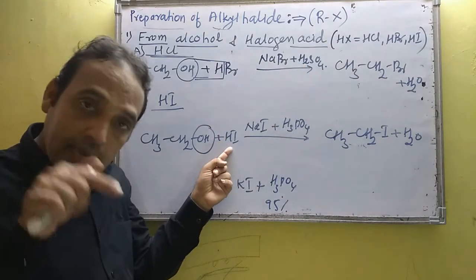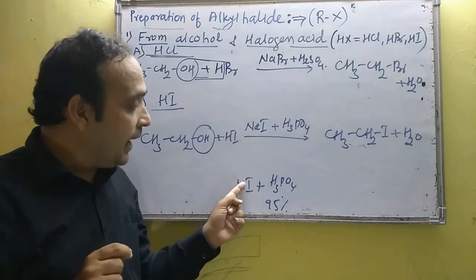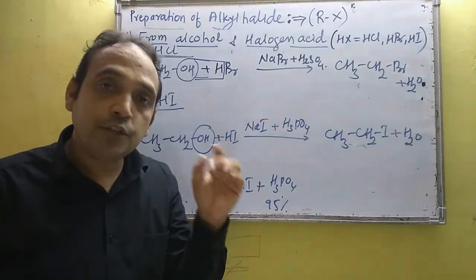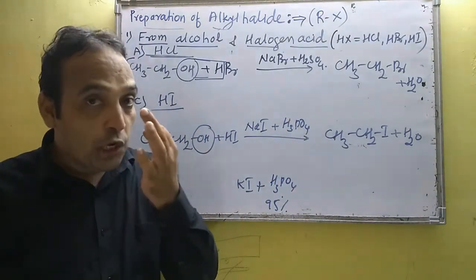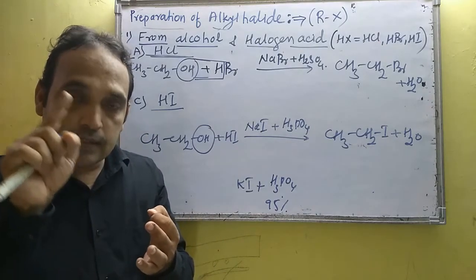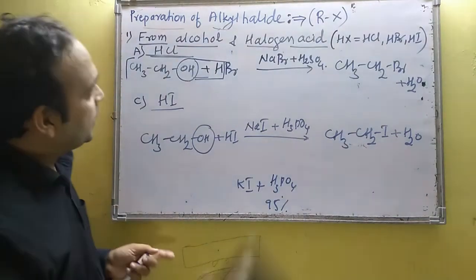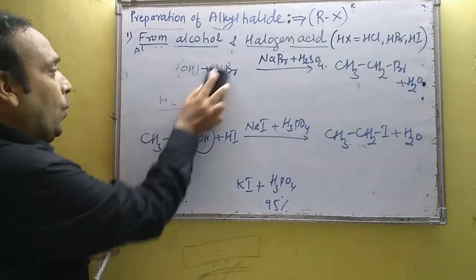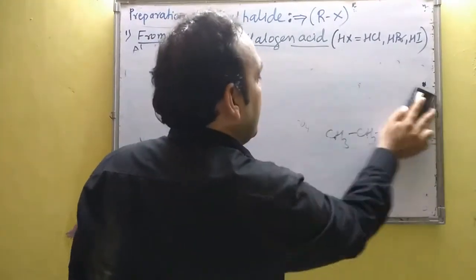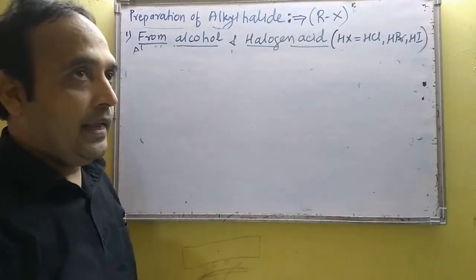When HI is used, use aqueous sodium or potassium iodide in phosphoric acid. What is phosphoric acid? H3PO4. Now, what is Lucas reagent? A mixture of HCl plus anhydrous zinc chloride. Now students, the question may arise: what is the role of anhydrous zinc chloride in HCl?